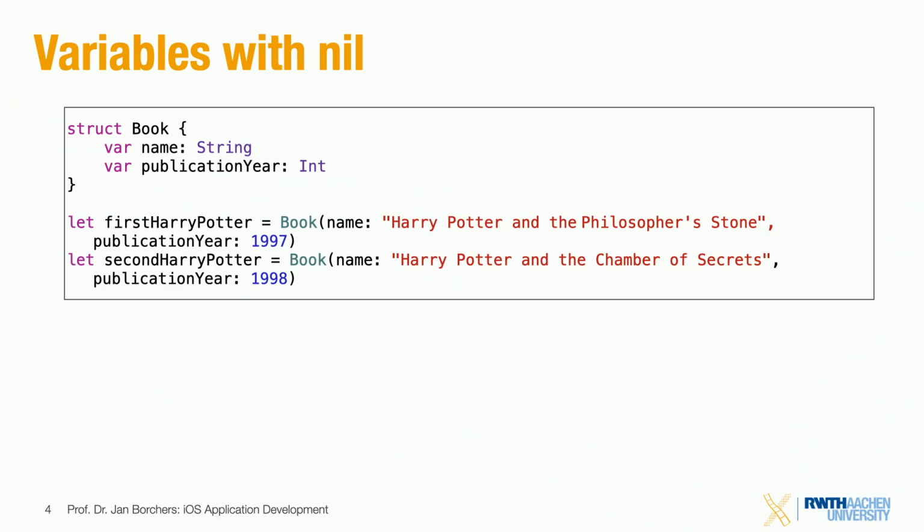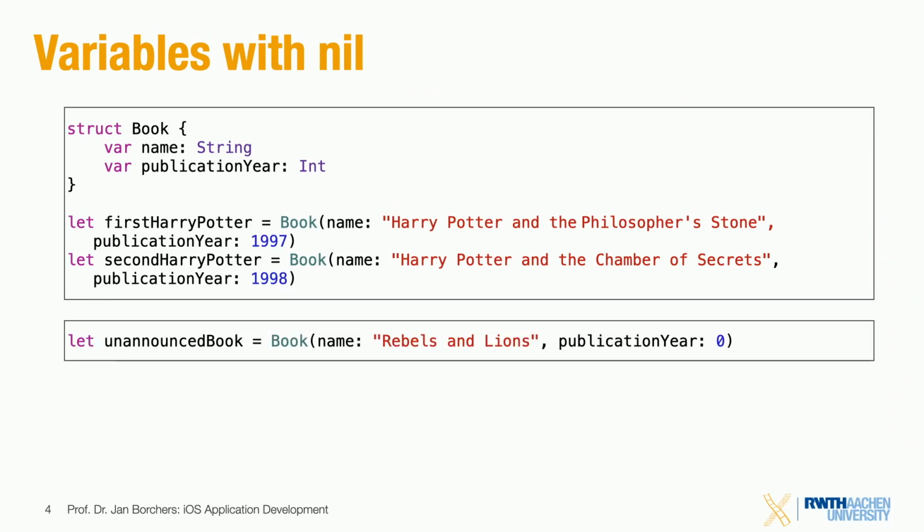So first, in Swift, you can't really set a variable to nil. So you always need to have a value in there. For example here, if we have our struct that is a book, and a book has a name and the year in which it was published. For the first two Harry Potter books, I can set the name and the publication year because that book has been published and I have those years available.